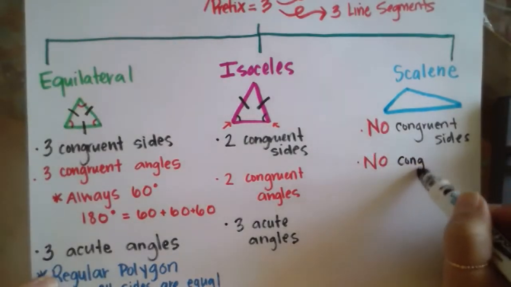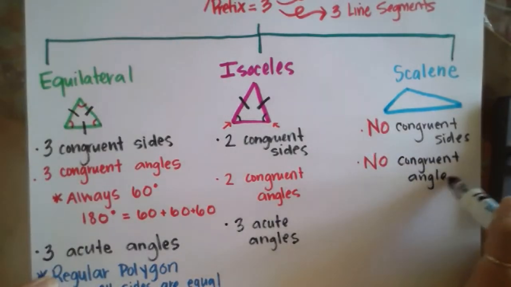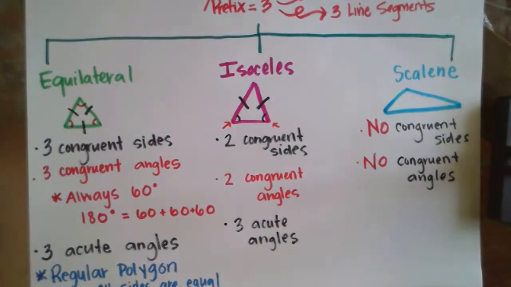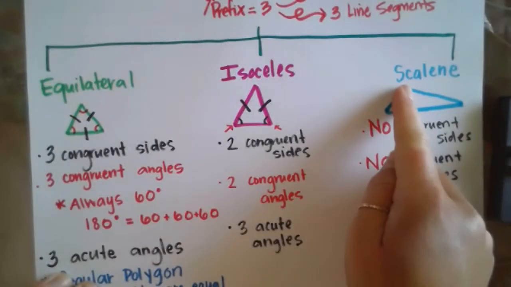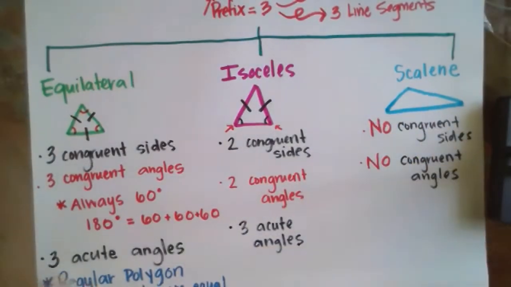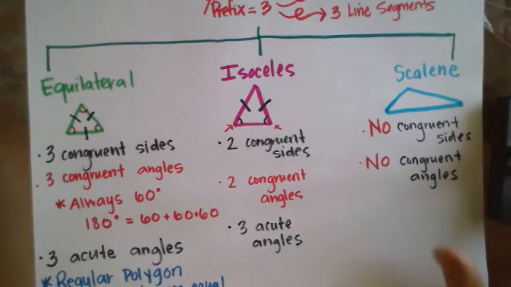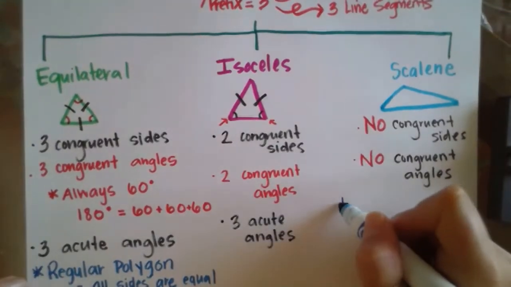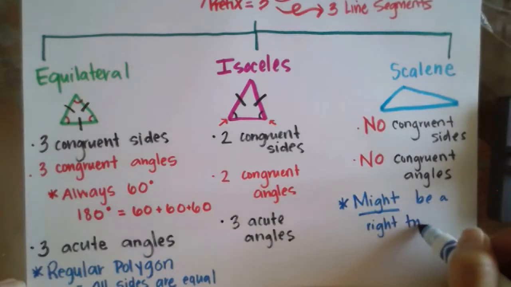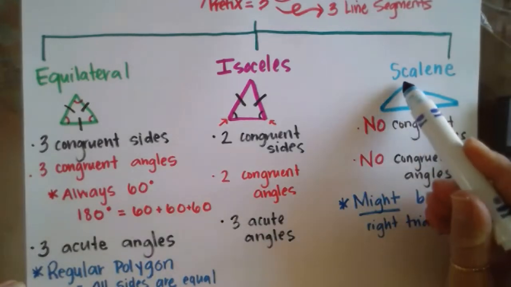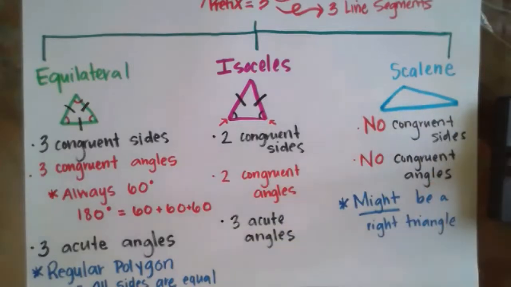The interesting thing about scalene triangles is that they could be right triangles. They could have a right angle, which would equal 90 degrees. If one of the angles equaled 90 degrees, we could call it a right triangle, but this is not always. It just depends. If that angle's bigger than 90 degrees, it would not be a right triangle. It would actually be something we call an obtuse triangle.